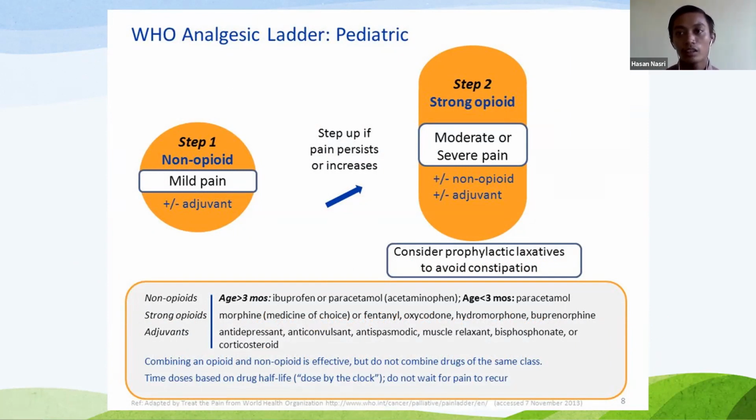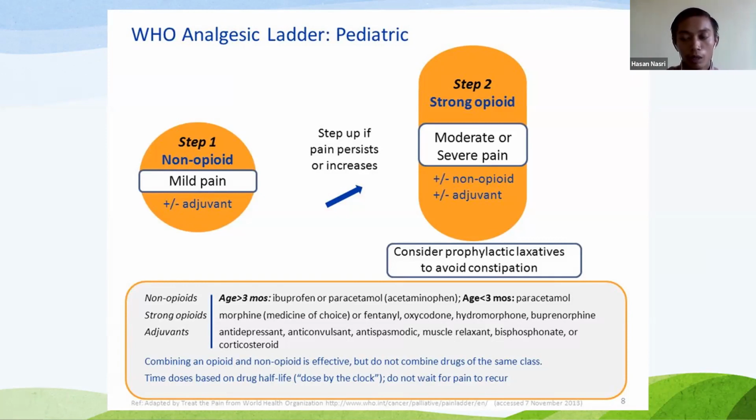Okay, for the non-opioids we give: for less than 3 months, we give only paracetamol. If more than 3 months, we give ibuprofen or paracetamol. And strong opioids such as morphine, fentanyl, oxycodone, hydromorphone, buprenorphine, and the adjuvants are antidepressants and anticonvulsants. We can see in the slide.